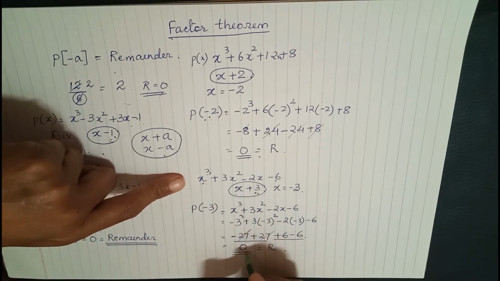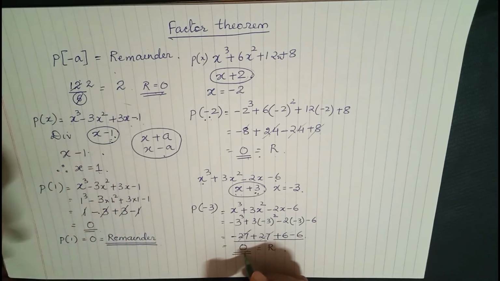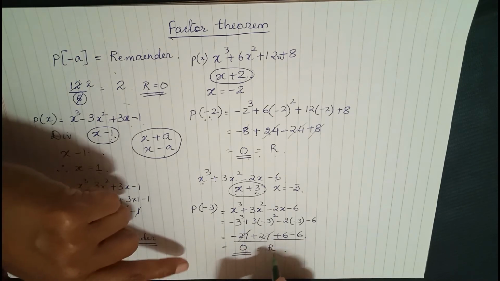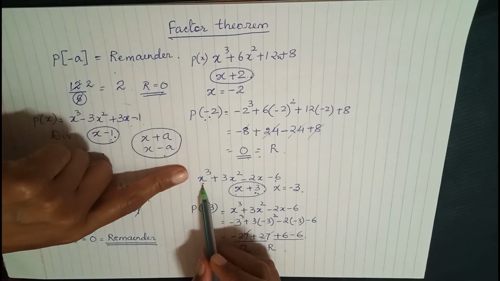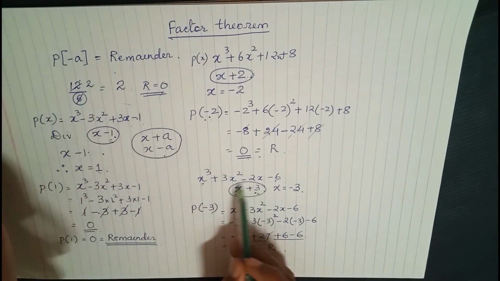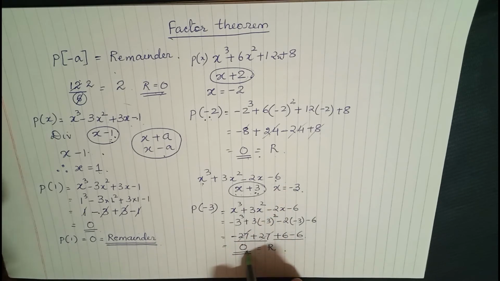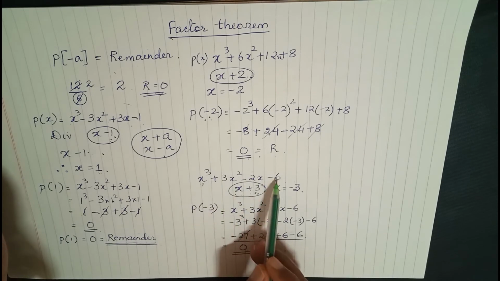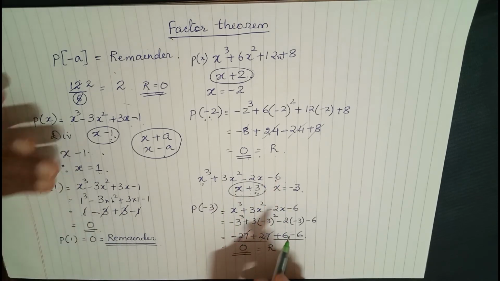If we don't get this as 0, if we get some other number, some other integer or any whole number other than 0, then we can say that since the remainder is not 0, this divisor is not a factor of this polynomial. So for the divisor to become a factor of this polynomial, the remainder should come as 0. That means it should completely divide this polynomial and should not leave any remainder. So this is the factor theorem.